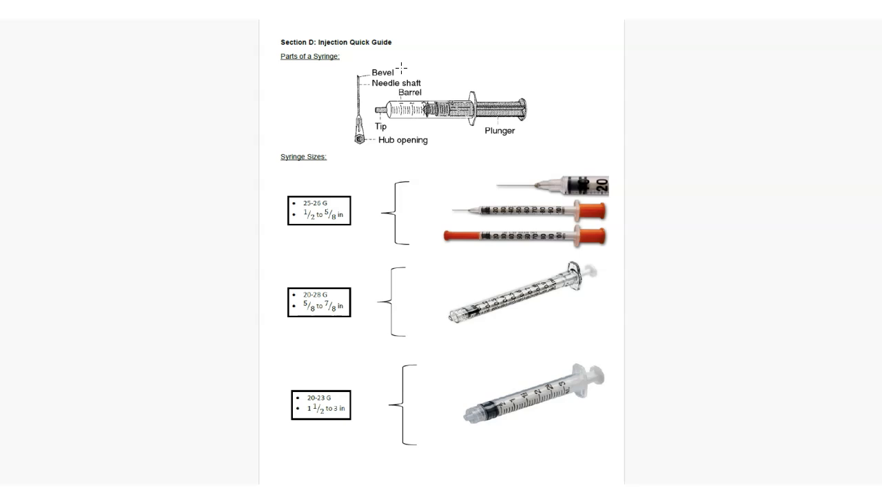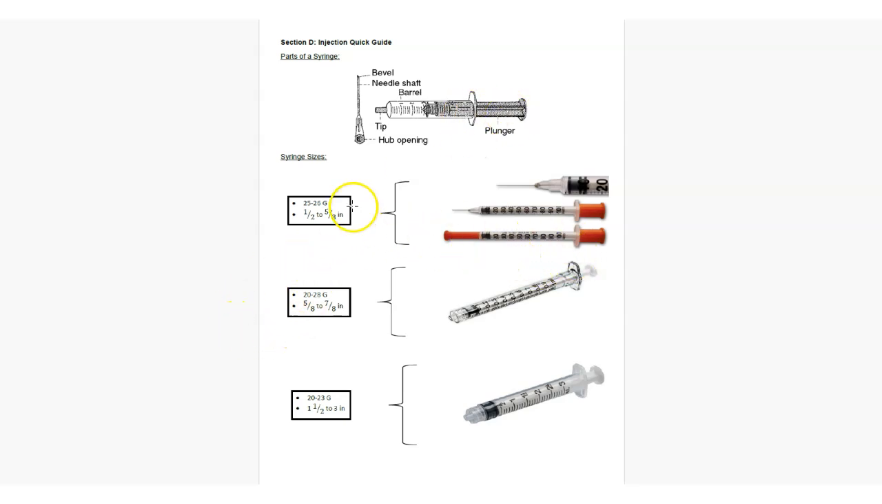So when you're looking at your equipment, you need to have an idea of the different parts, so that when we're talking about how to administer things, when we're looking at the steps of medication administration, you know what it is that we're talking about. When you're looking at a syringe, you will see the bevel, which is the very tip, the opening. This is the needle shaft, and then the hub or opening where you attach it to the syringe. Now, when it comes to the syringes, this is a barrel, this is the plunger.